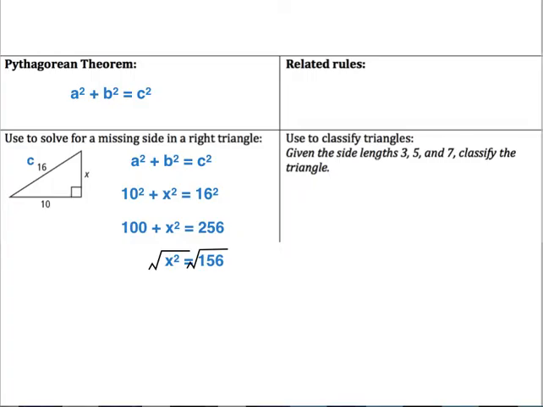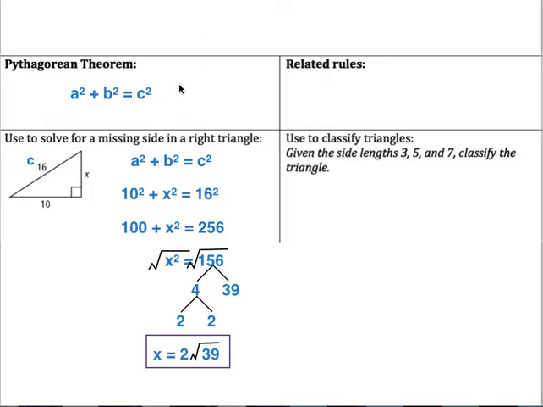Remember doing that factor tree? There's a couple different ways to break down 156, but try dividing by 4. Remember, if your factor tree has pairs of the same number, that's the number that goes outside the square root. Numbers that aren't doubles are stuck inside the square root. So your final answer, the simplified square root, is x equals 2 square root of 39. So that's using Pythagorean theorem.